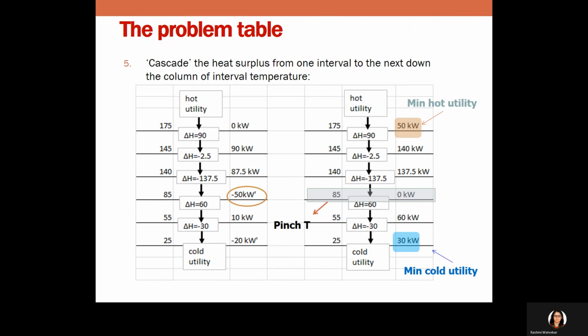So when we do the energy cascade, we know that only 50 kilowatt is required as a hot utility and 30 as the cold utility requirement.